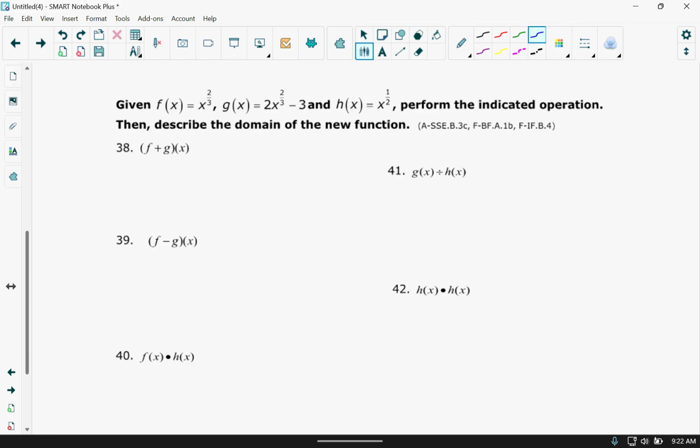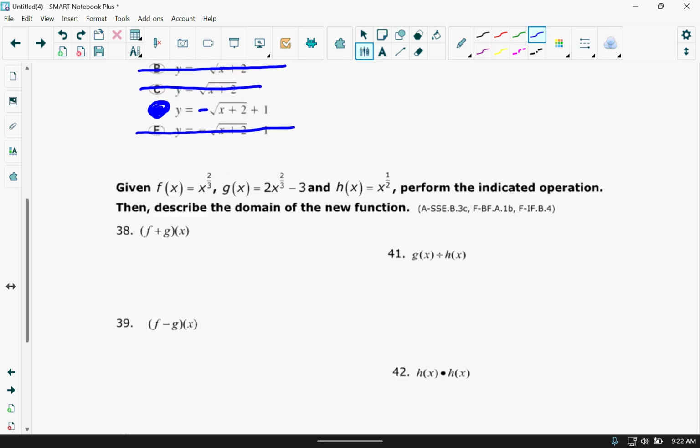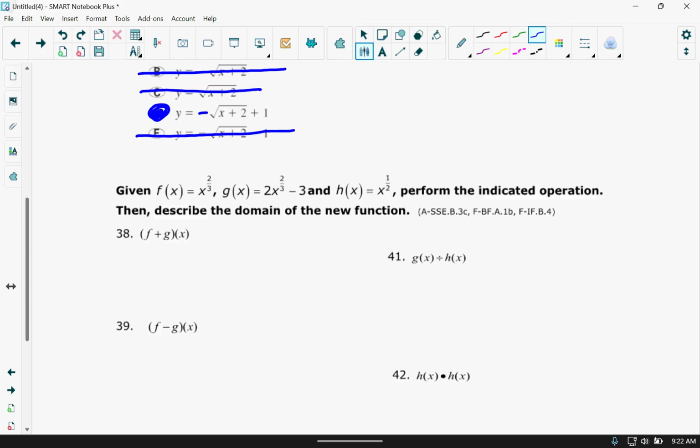Okay, given f of x is equal to x to the 2/3, g of x is equal to 2x to the 2/3 minus 3, and h of x equals x to the 1/2, perform the indicated operation and then describe the domain of each new function. So it's important to know that when you're going to explain the domain of the new function, you need to know the domain of the old function. So f of x is a cube root. Cube roots have a domain of negative infinity to infinity.